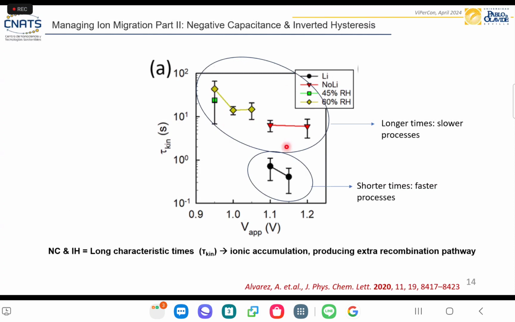And when we compare the timings of a very good solar cell, I mean with a high VOC, with the ones with lower VOC, meaning the no lithium device, and also the ones with MAPI but exposed to a very high humidity ambience, then we have that the longer times correspond to the worst performance, meaning that there is a very slow process governing the operation mechanism. Contrary, for the good performance, we have shorter times. It means that we are having faster processes.